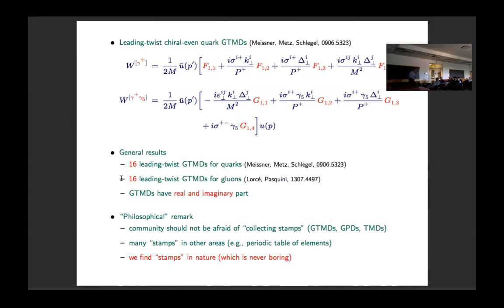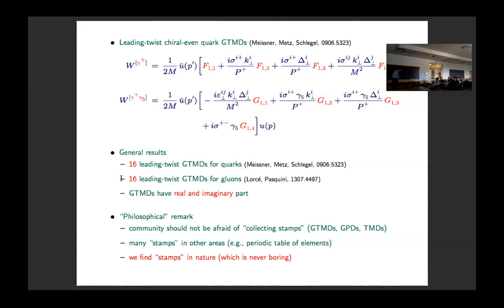Yes, probably the question is that if the number grows so much, how many of them are independent, or is there a relation between them? Well, I would say currently we have no indication that there's any relation.